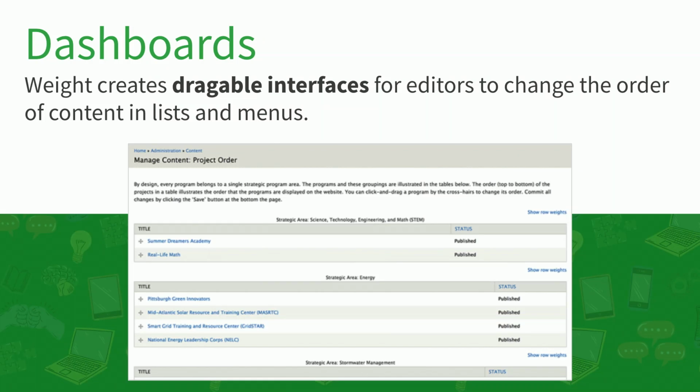So in this case, we had the menu being built based on the node weight, and we created a custom view. So the only thing our editors were allowed to do was move pages up or down in this dashboard, and it would reflect that in the menu system. The weights module doesn't do anything out of the box as far as actionable things on your site, but it does give you a framework for making those kinds of changes.